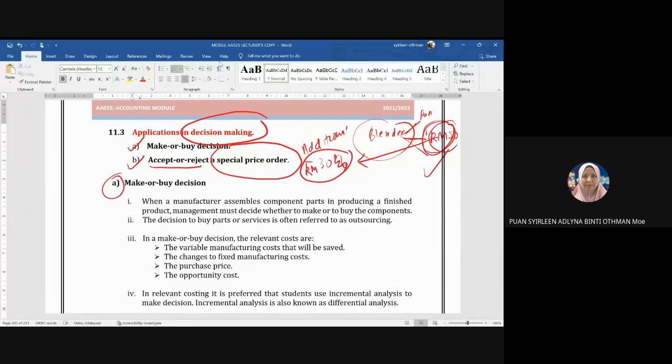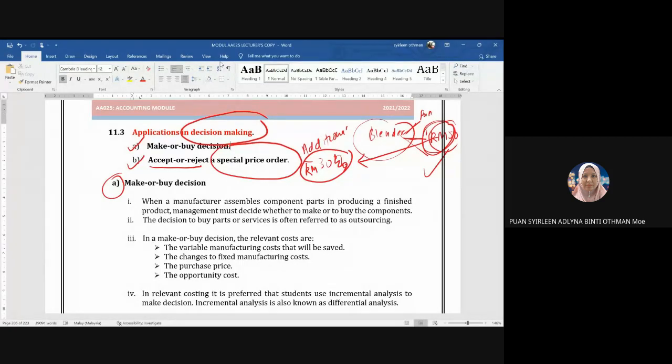This is what you are supposed to decide lah. You nak beli sendiri, buat sendiri ke butter tu, atau beli saja butter yang dah siap untuk produce your product. Okay, alright, so this is for your make or buy decision. Okay, alright, so kita tengok Roman 1.